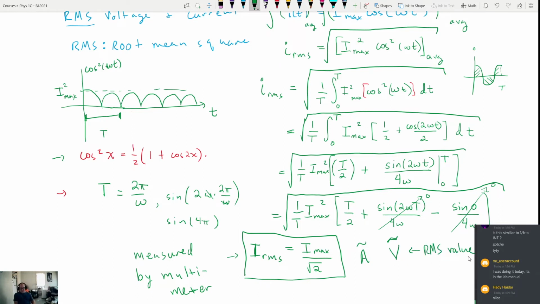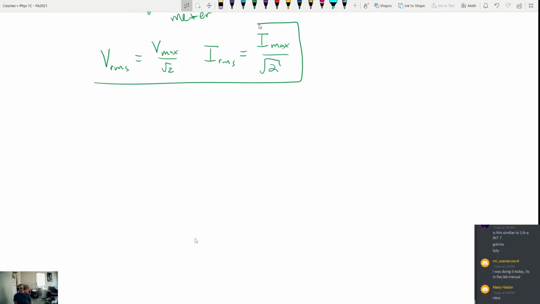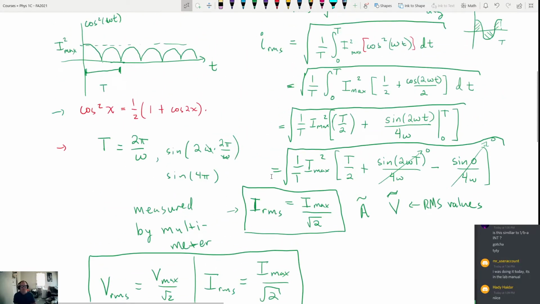Okay, so to summarize what we have then, just to get away from all the math real quick, what we have is that VRMS is defined as the maximum voltage over root 2, and IRMS is defined as the maximum current also divided by root 2, okay? That's all you got to take away from that. Yeah, we did some math that may or may not have been particularly helpful.